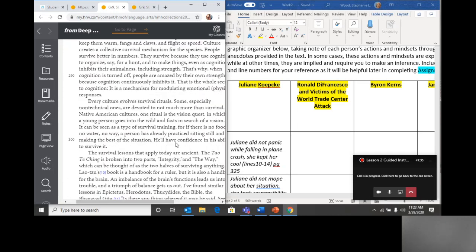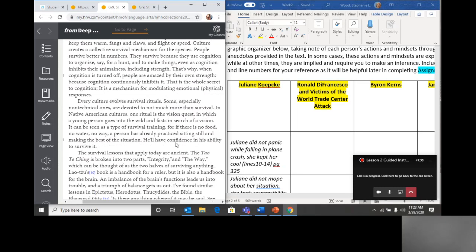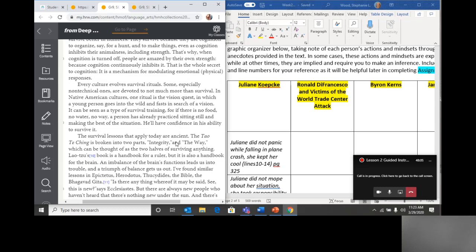Every culture evolves survival rituals. Some, especially non-technical ones, are devoted to not much more than survival. In Native American cultures, one ritual is the vision quest, in which a young person goes into the wild and fasts in search of a vision. It can be seen as a type of survival training, for there is no food, no water, no way out. A person has already practiced sitting still and making the best of their situation. He'll have the confidence in his abilities to survive.